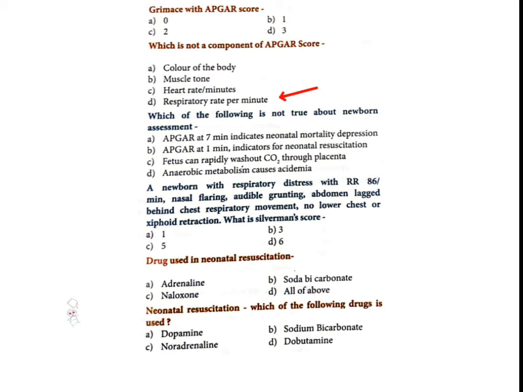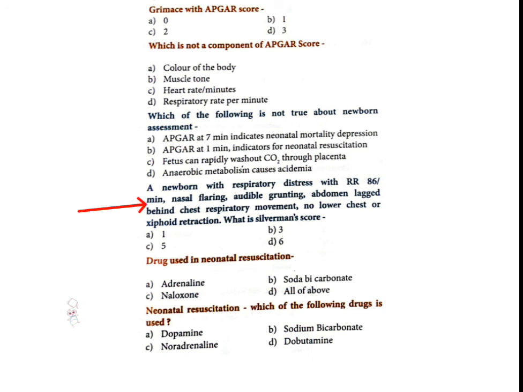Next question. Which of the following is not true about newborn assessment? A. Apgar at 7 minutes indicates neonatal mortality depression. B. Apgar at 1 minute indicates need for neonatal resuscitation. C. Fetus can rapidly wash out CO2 through placenta. D. Anaerobic metabolism causes acidemia. Correct option is A.